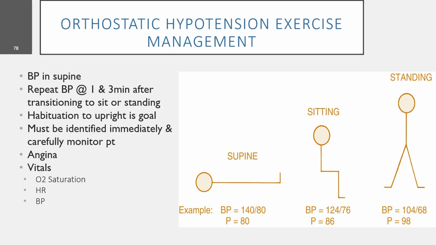Orthostatic hypotension and exercise management. It is important to monitor blood pressure in various positions. This is how it could be documented. First, you take the blood pressure in a supine position. Repeat blood pressure at 1 and 3 minutes after transitioning to sitting or standing. Habituation to upright is the goal. Symptoms must be identified immediately and the patient carefully monitored, monitoring for signs of angina, and also other vitals such as oxygen saturation and heart rate.